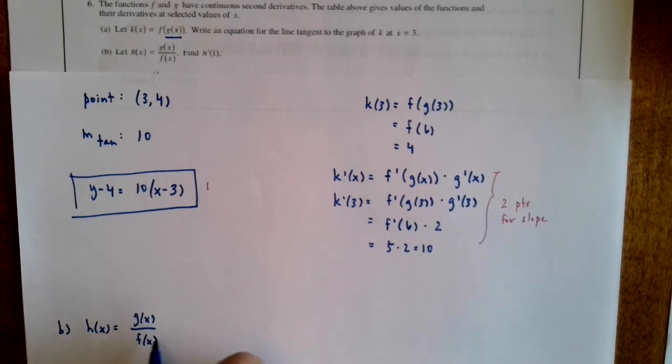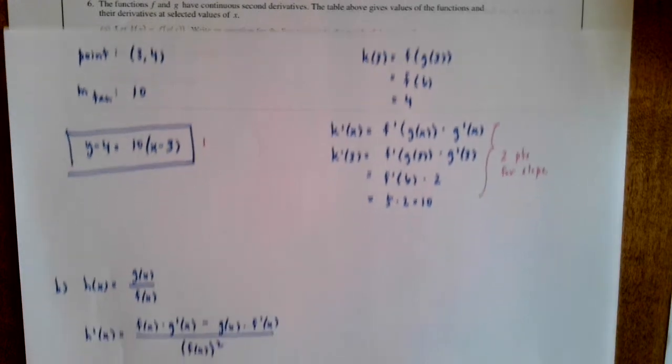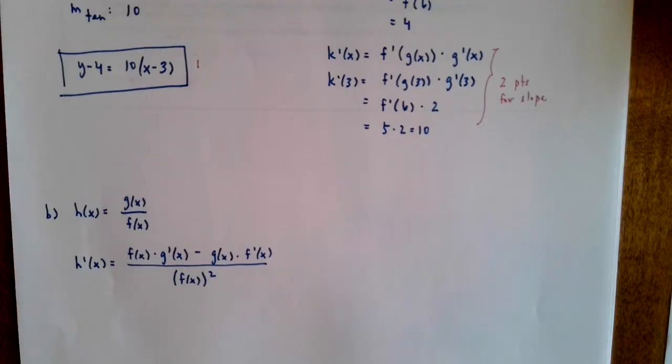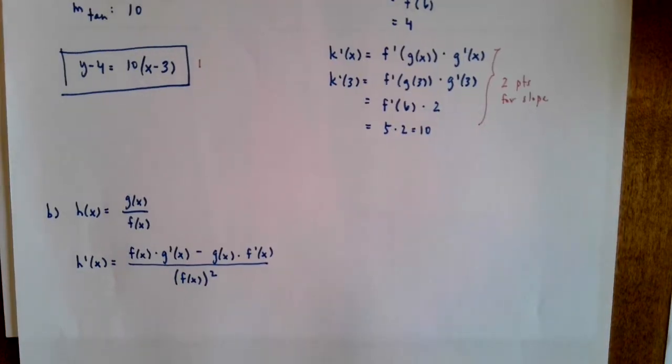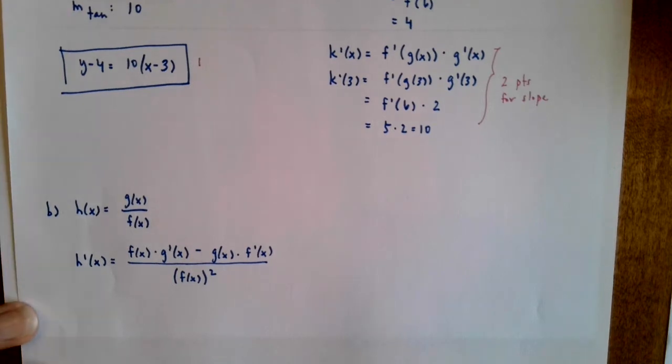Quotient rule, we know, is low, f of x, d high, so the derivative of my numerator, g prime of x, minus high, d low, which is f prime of x, all over low squared. Oops, I'm sorry, you can't see that. Now, you can use your table. I know you can't see it on the screen here. So that's h prime of x.